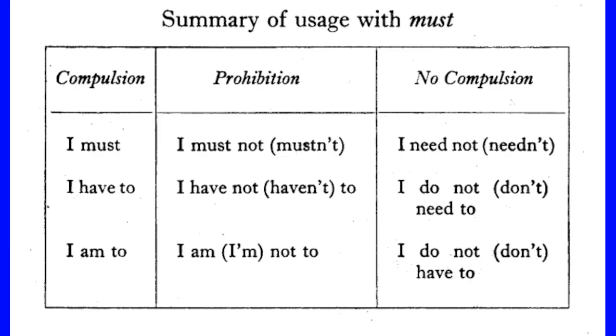Summary of usage with must. Compulsion, prohibition, no compulsion. I must, I must not, mustn't. I need not, needn't. I have to, I have not, haven't, to. I do not, don't, need to. I am to, I'm not to. I do not, don't, have to.